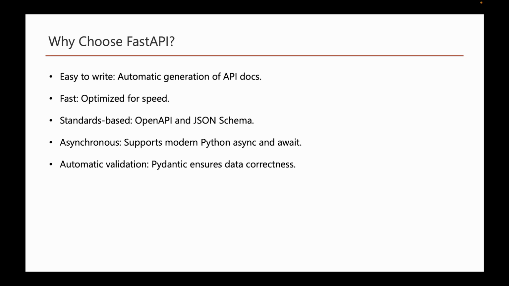So, why should you choose FastAPI over other frameworks? Well, for starters, it makes developers' lives easier by automatically generating API documentation, which is a huge time saver. It's also optimized for speed, meaning your APIs will be lightning fast, plus it follows open standards like OpenAPI and JSON Schema, making it easier to integrate with other tools. And since it supports asynchronous programming, you can handle multiple requests simultaneously, making it perfect for real-time applications.